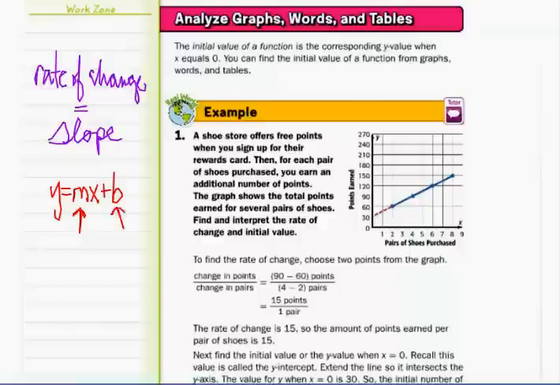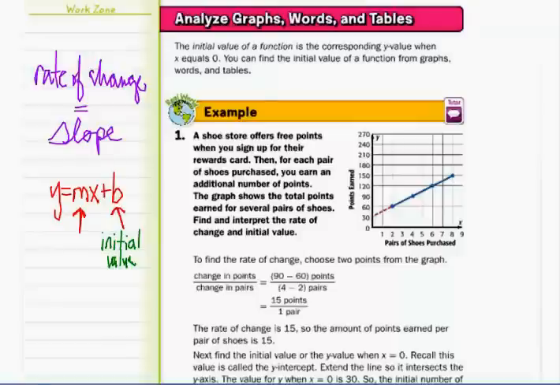This b back here, that is the y-intercept. Hopefully you've got all this down in your notes, but it's worth writing down again. So the m is the rate, the slope, the rate of change. B is the y-intercept. Now, in this lesson, they also talk about that being the initial value, which just means the value at which it all started from. So whenever they talk about the purchases and about the rewards card, they say find and interpret the rate of change and the initial value.